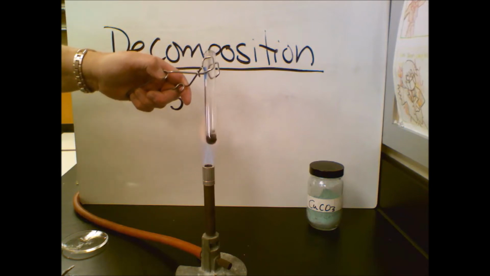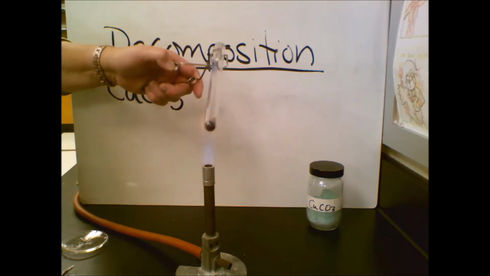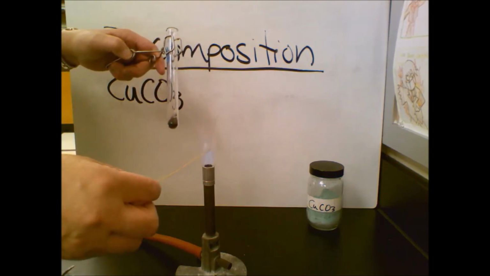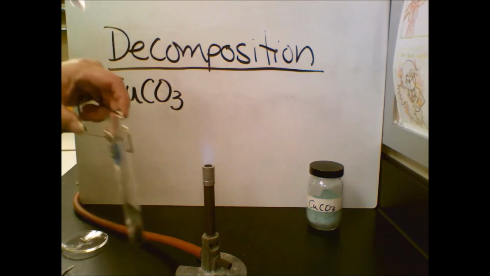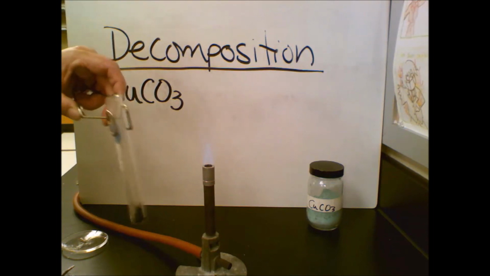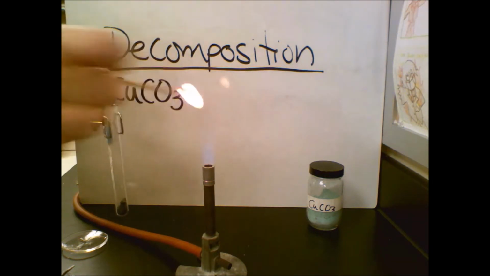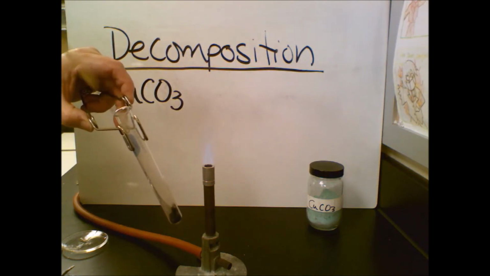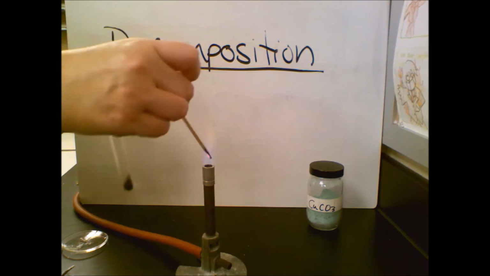Now, one of the ways we can test what the products of this reaction are is if I take a burning splint, if I start this on fire and I put it in the top, notice that the splint went out. Did you notice also there was some green? Well, that was pretty cool. Let's do it again.